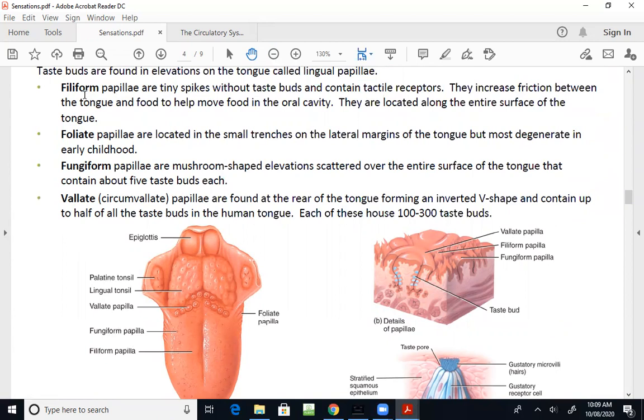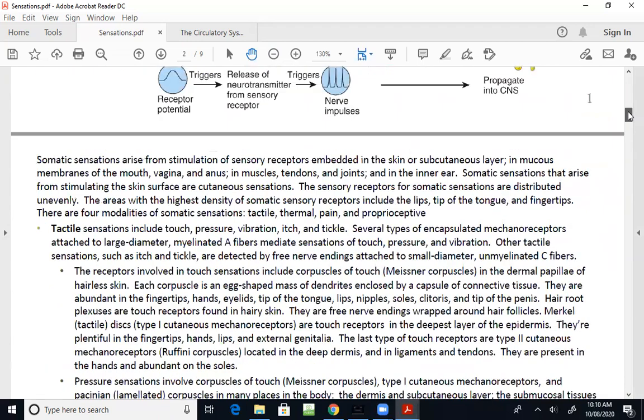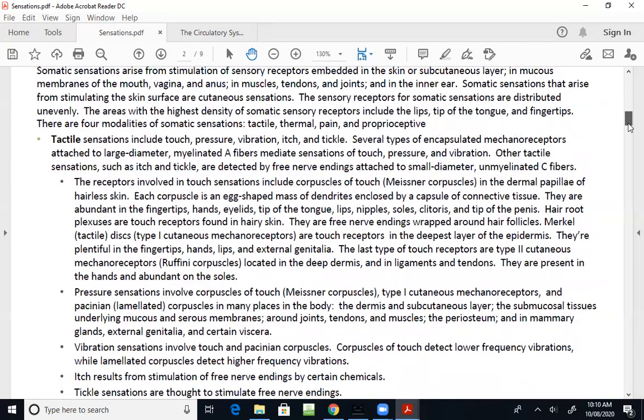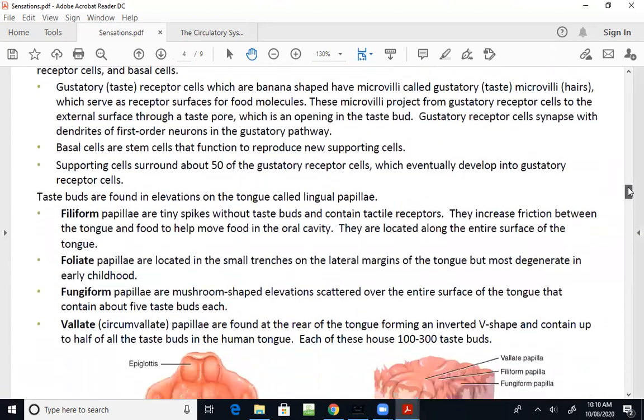The first, filiform, are tiny spikes, except, and it says it right here, they have no taste buds, and thus they have no role in the sensation of taste. Instead, they contain tactile receptors, which we just talked about, for things like touch, pressure, vibration, and tickle. So they play more of a role not with taste, but with the sensation of touch.